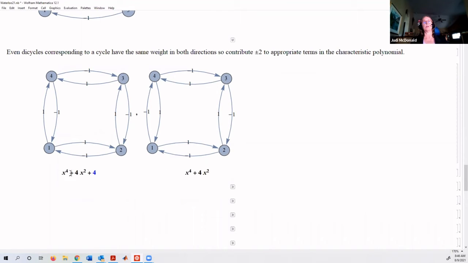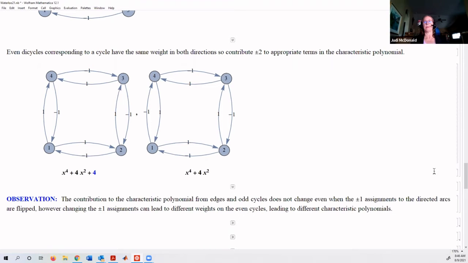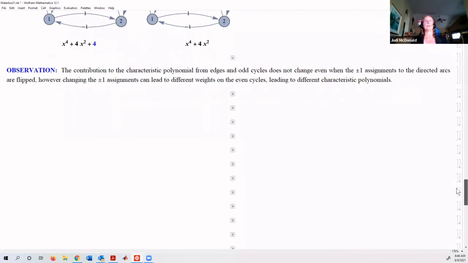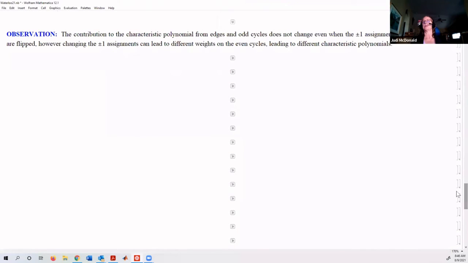So for an even cycle, just a plain old everyday even cycle as my graph, I'm going to get 2 characteristic polynomials. One, when I've aligned the ones and -1s so when I go around the cycle, I get a positive weight, and one, so when I go around the cycle, I get a negative weight. So just to summarize, the contribution to the characteristic polynomial from edges and odd cycles does not change, even when we flip ones and -1s in the directed arcs. But when we change ones and -1s that affect the weights on the even cycles, that's going to lead to changes in the characteristic polynomial.